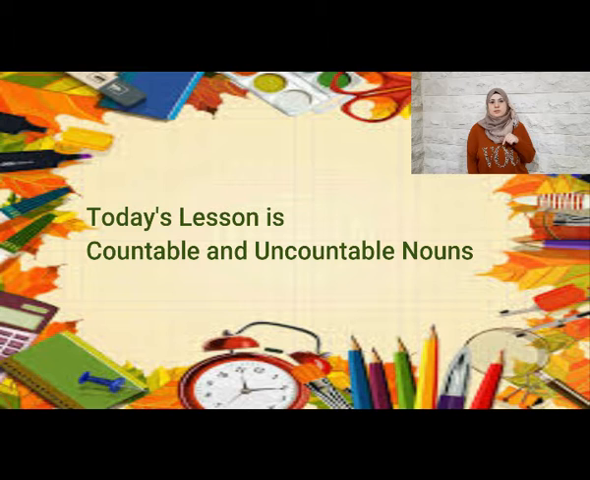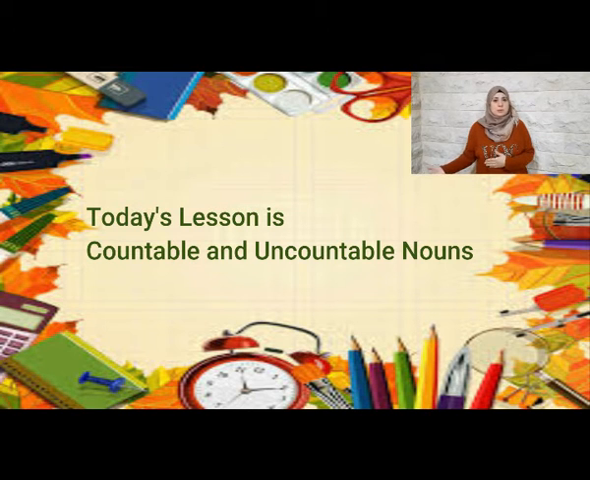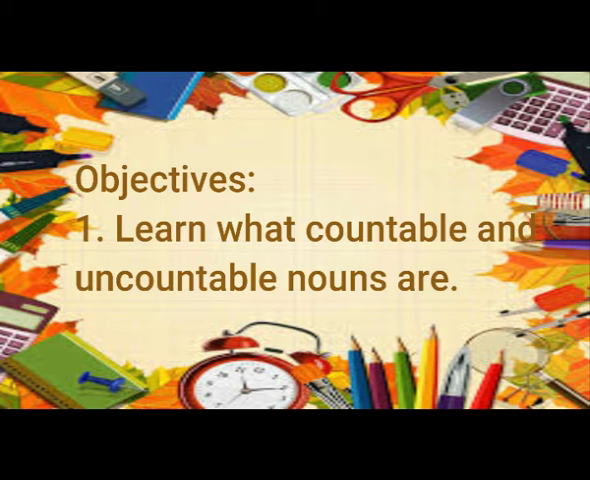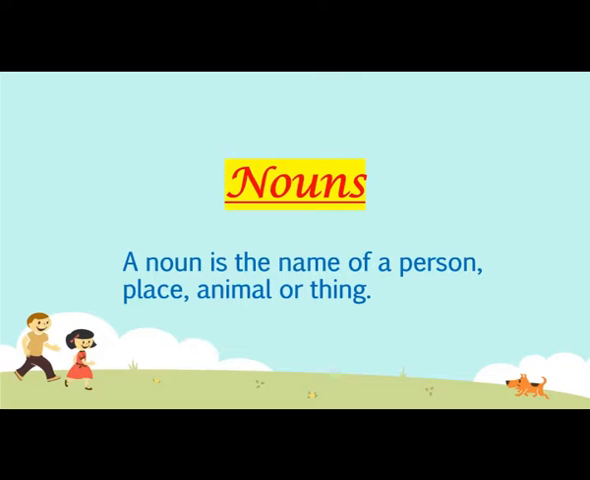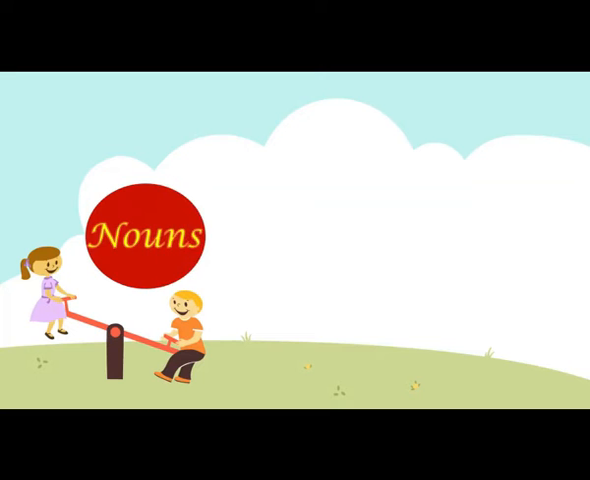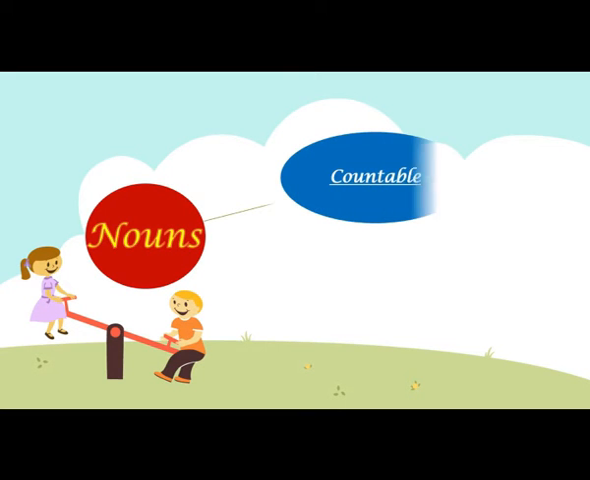In this video, we will learn about countable and uncountable nouns. By the end of this video, you will learn what countable and uncountable nouns are. You will also recognize the difference between countable and uncountable nouns. But first, what is a noun? A noun is the name of a person, place, animal, or thing. Nouns can be classified into countables and uncountables.